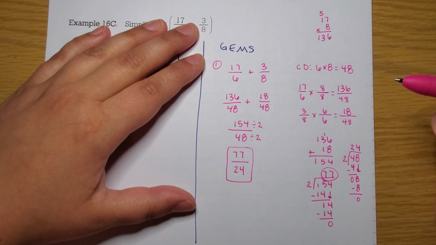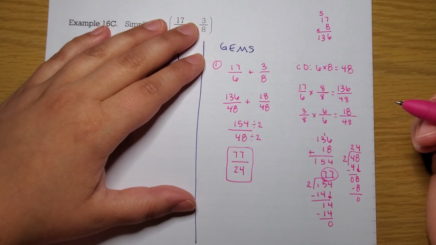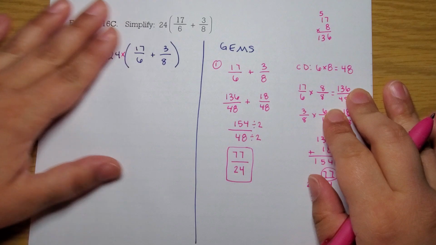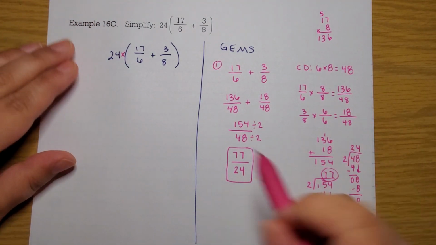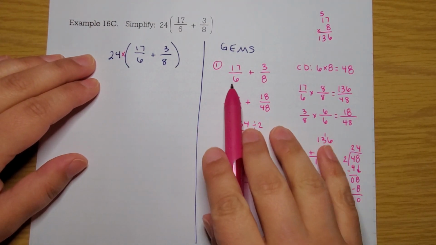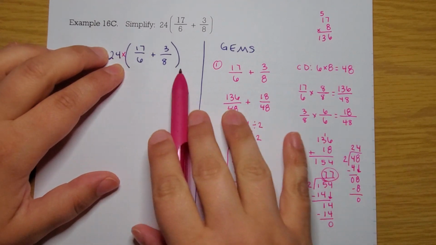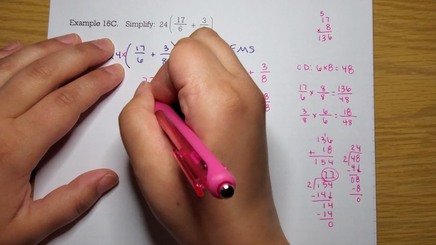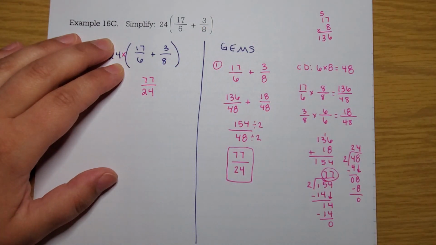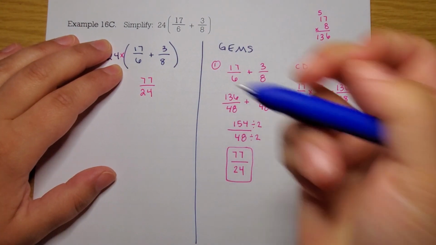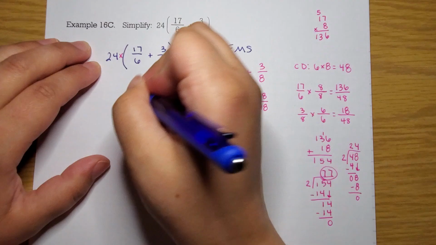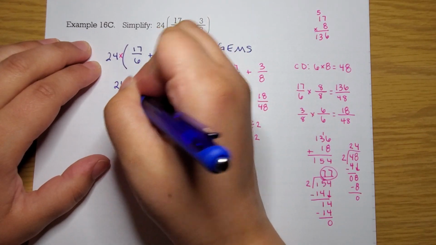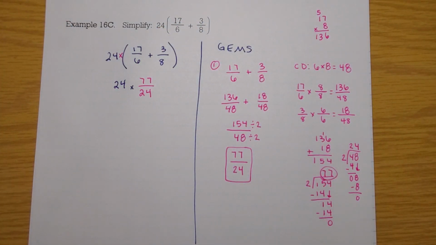So we are definitely building up some mathematical stamina here, some chutzpah. So let's go back over here. We did the 17/6 plus 3/8. So that was this piece. That's our 77 over 24. Then let's bring down that times and the 24. Oh my goodness. Okay, let's breathe for sure.